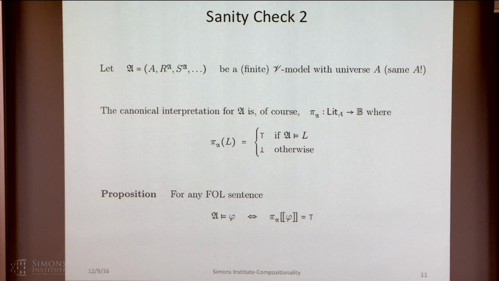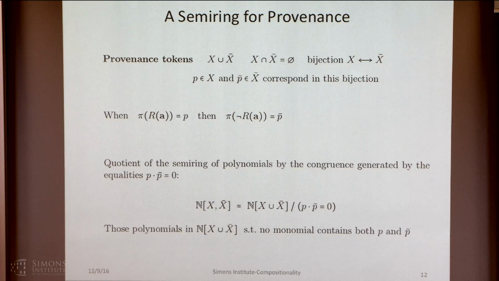And sanity check number 2 is, consider a model, and there is a canonical interpretation for that model, namely the literals which are true in the model are going to be top, true, and false, and then the model checks that sentence if and only if the interpretation gives us true. So there's nothing bizarre here. It starts from stuff that we understand, but where does it go? And this is where it becomes somewhat more interesting.